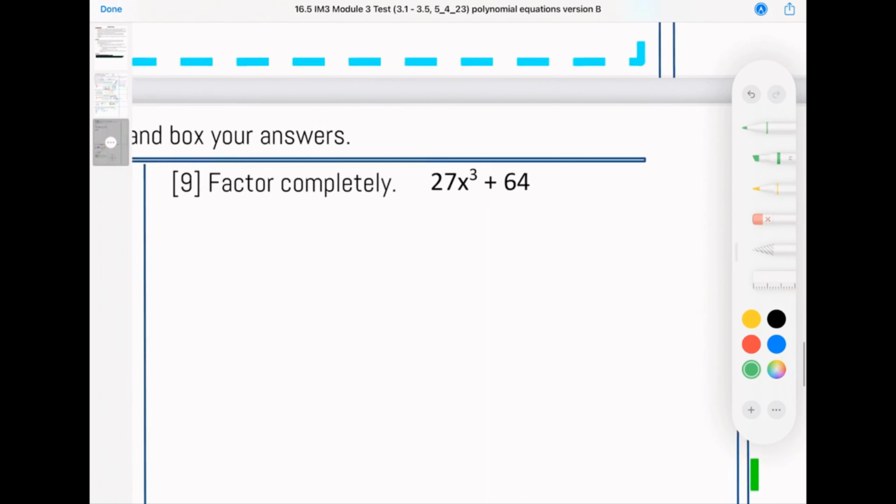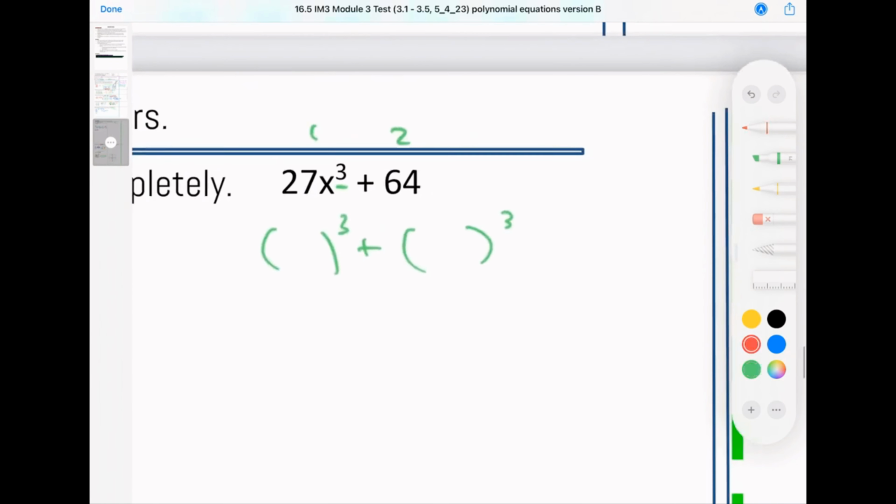Question number 9, factor completely. You'll notice if you count 2 terms, this is not a difference of squares, this is a cubic, because I have the power of 3. So we want something that looks like this. You can put that into your calculator, the cube root of 64. You realize that the answer is 4, because 4 to the 3rd power is 64. So I'm going to put a 4 here.